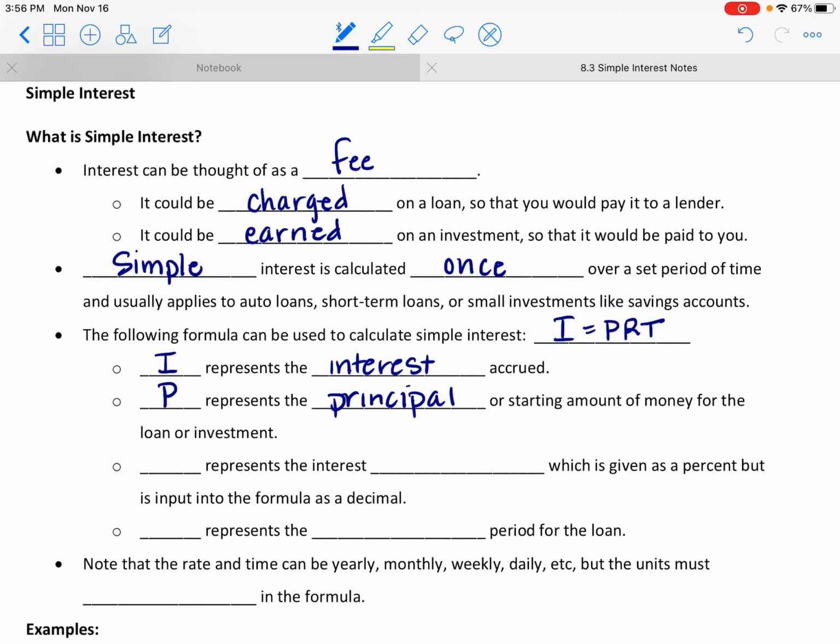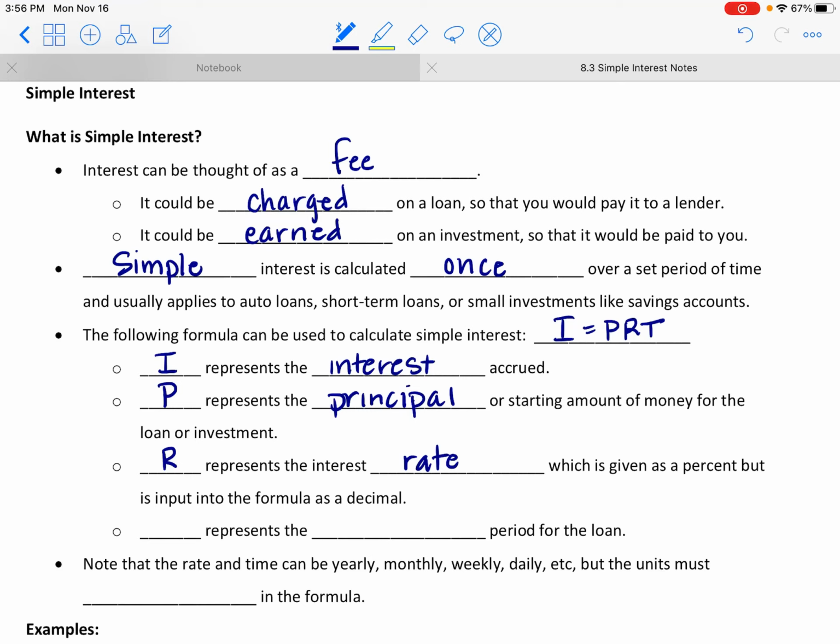So P represents the principal, and principal is the starting amount of money. So what's the starting amount of money that you put into your investment, or what's the starting amount of money that you borrow? Okay, R represents the interest rate that you are being charged, or the rate that you're being given for your loan or earning on your investment.